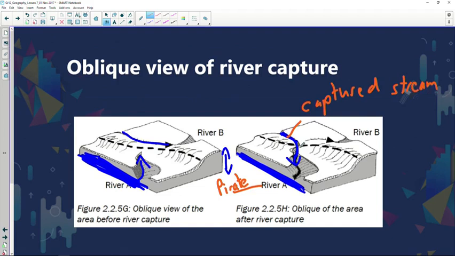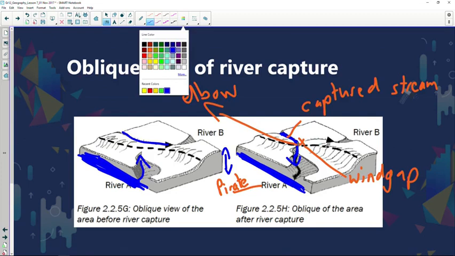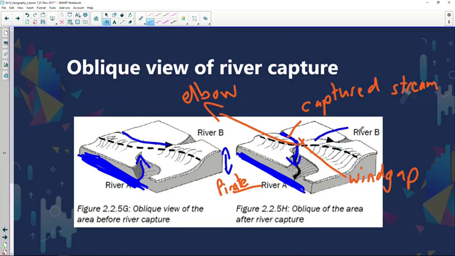And then where the river eventually doesn't flow, where it dries up, is the wind gap. And as you can see, the river starts to bend over here. See that? That's known as the elbow, stream elbow. And eventually what's going to happen with the stream, because it gets another source of water, this is known as the misfit stream.